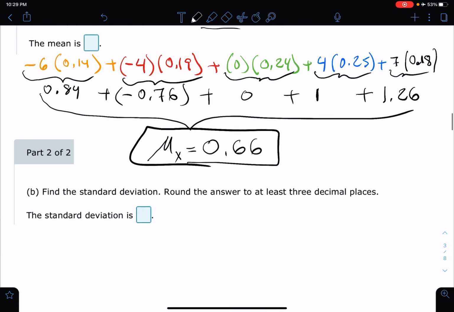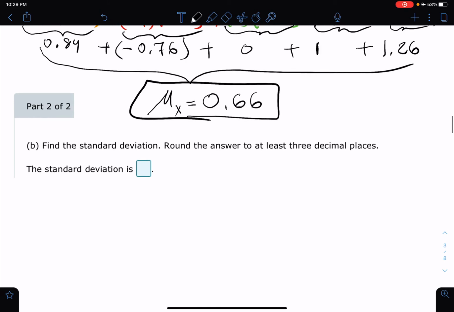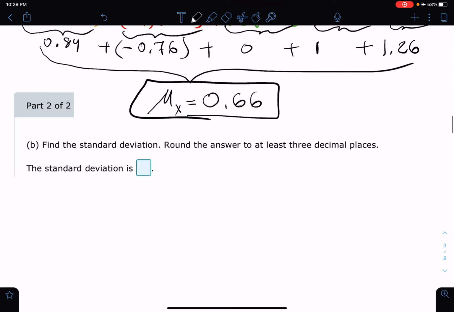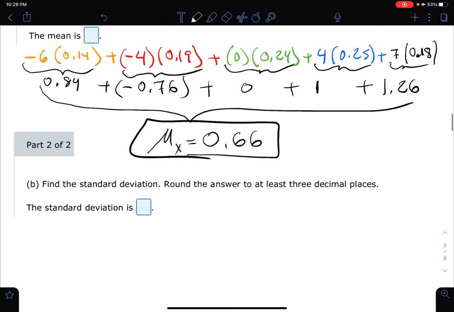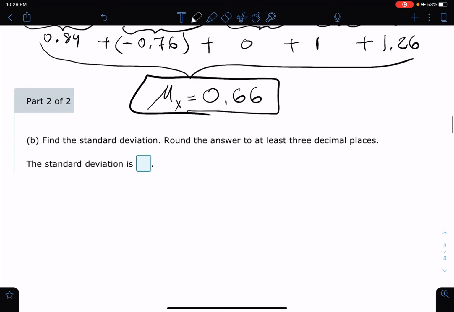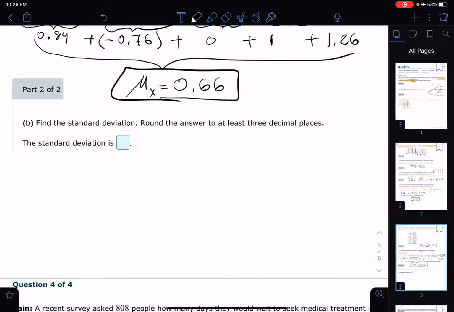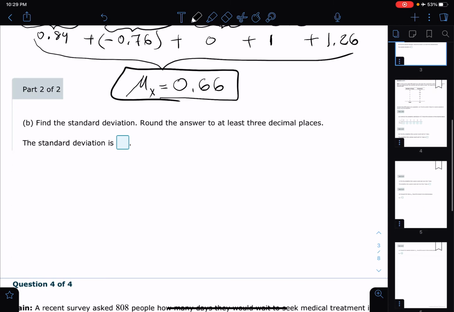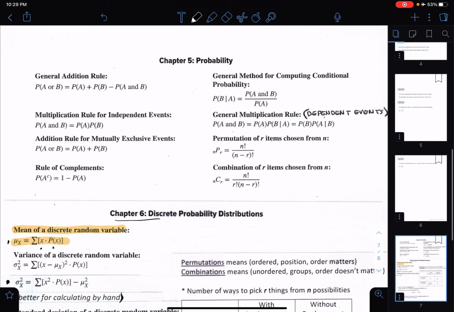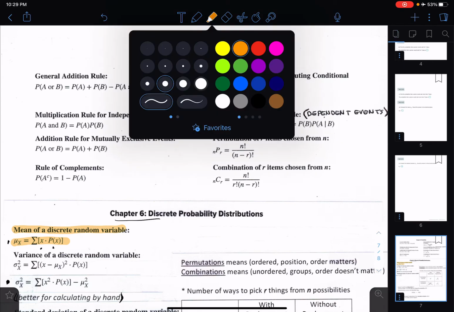Now they're asking us to find the standard deviation. Standard deviation is a little bit tougher. Let me use some of those same colors. The formula for this is a little bit different also. Let's go look it up. There's 2 possible formulas that you can use, but I would recommend a certain one because we're doing it by hand.